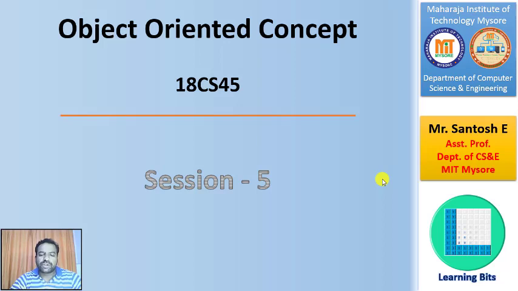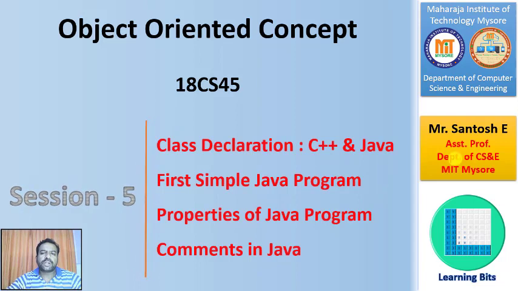Okay, welcome to this session 5. In this session, we are going to discuss these 4 topics: class declaration, how it is done using C++ and how it is done in Java. The very first simple example we will discuss, and a few properties with respect to a simple Java program, and the comments, how these will be used and what the different types of comments in Java are.